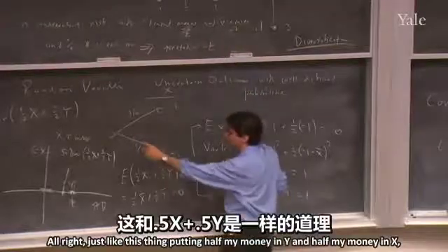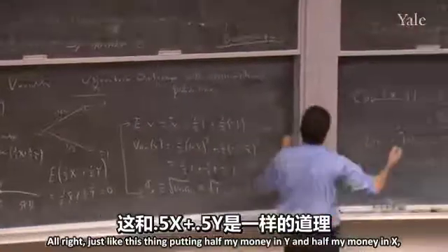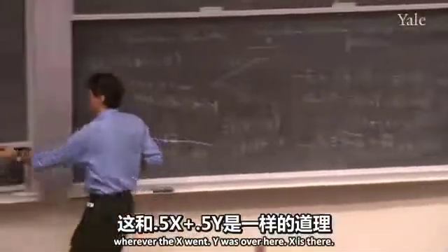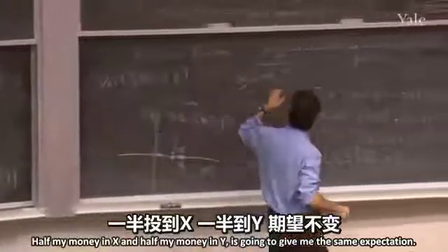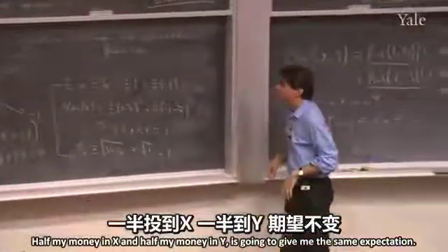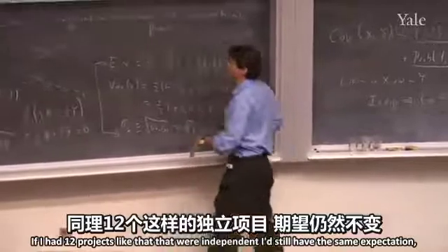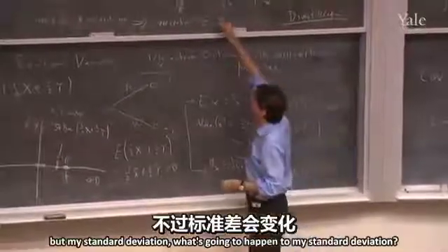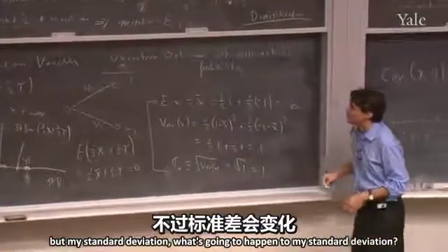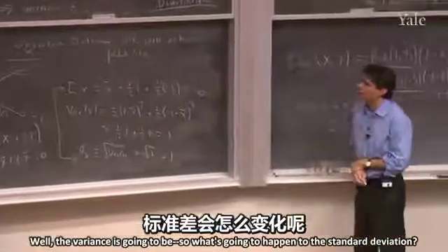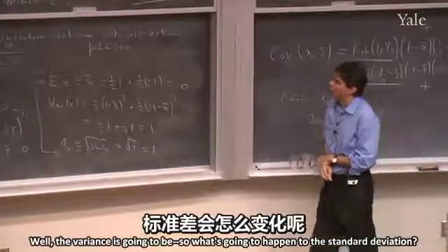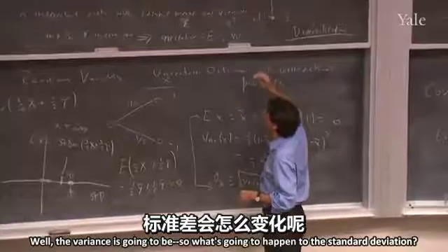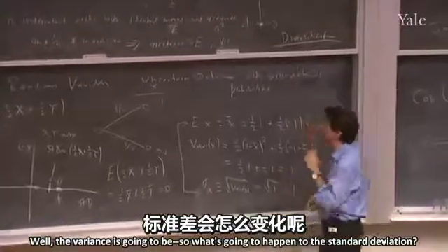All right, just like putting half my money in Y and half my money in X, wherever the X went, Y was over here, X is there. Half my money in X and half my money in Y is going to give me the same expectation. If I had 12 projects like that that were independent, I'd still have the same expectation. But my standard deviation, what's going to happen to my standard deviation? Well, the variance is going to be, so what's going to happen to the standard deviation?